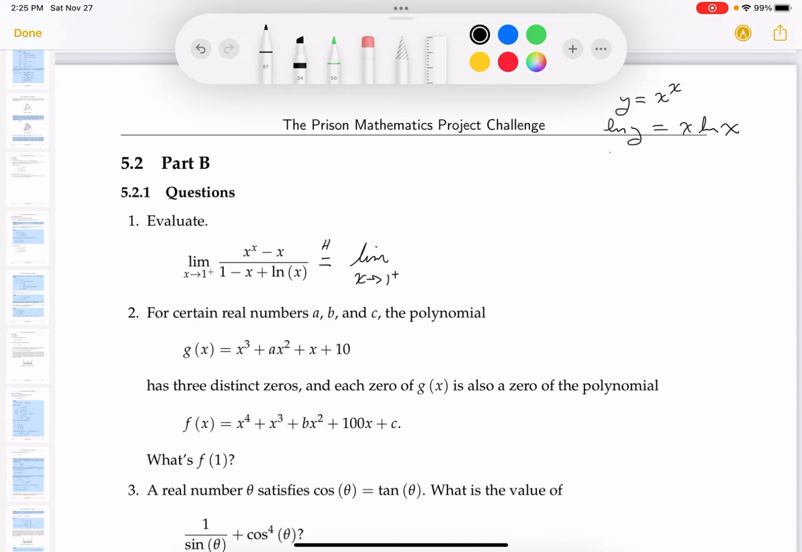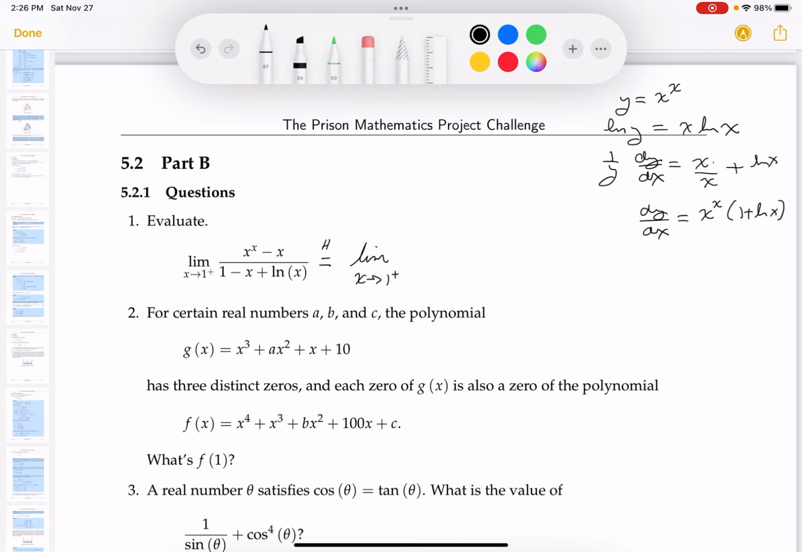Then I would differentiate. This would be 1 over y, dy dx equals, well, it's going to be a product now, so it's going to be x times the derivative of the natural log, which is 1 over x, plus ln x. And so dy dx would equal y, which is x to the x, times 1 plus the natural log of x.